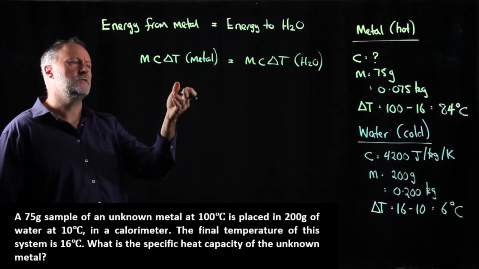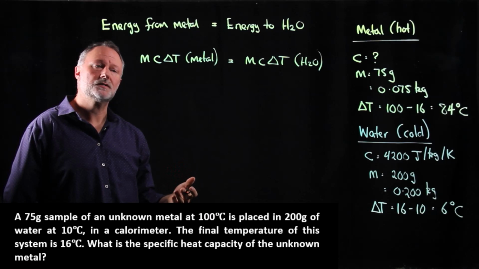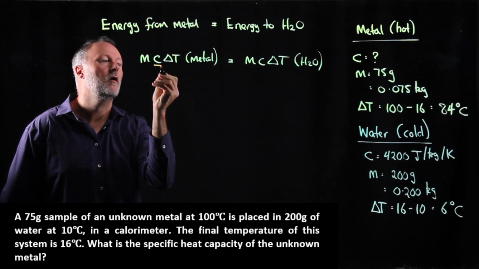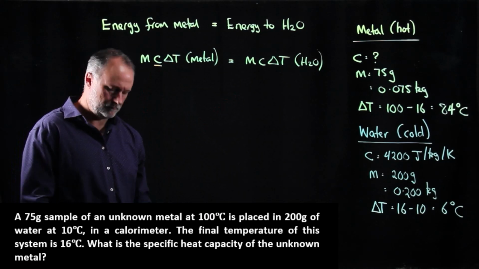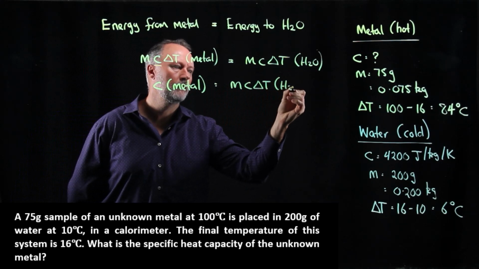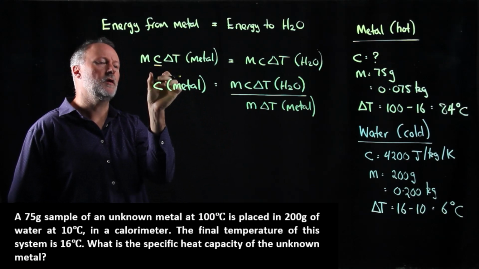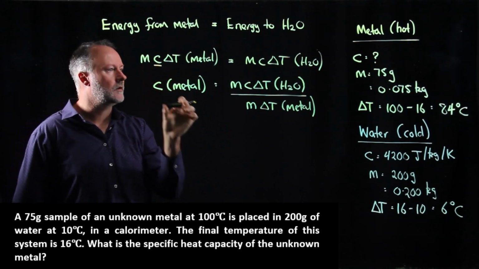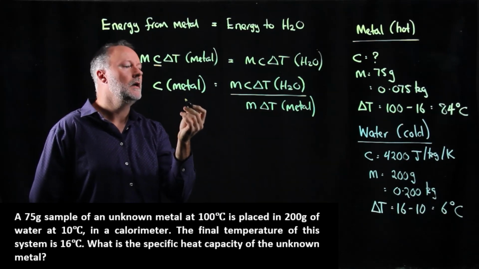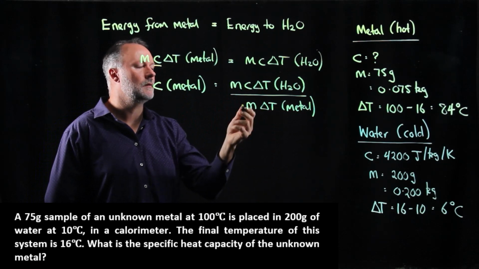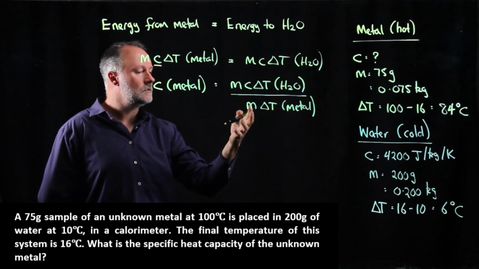Okay, MC delta T for the metal is equal to MC delta T for the water. Now in this example, we're being asked to calculate the specific heat capacity of the unknown metal. So let's rewrite this and make C of the metal our subject. So there we have it. In order to get C by itself, we must divide the mass and the delta T from the metal across to the right-hand side. So our expression now, to work out the unknown specific heat capacity of the metal, it will equal to the MC delta T of the water divided by the M delta T of the metal. Now to find this value, we simply need to substitute our values into this equation.